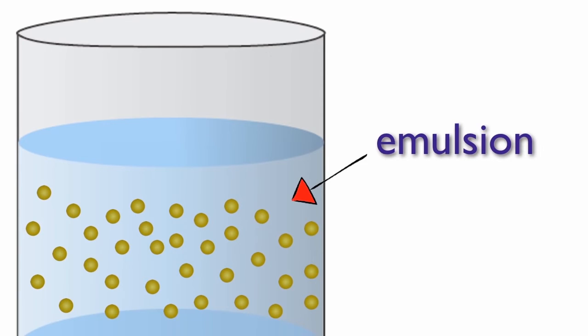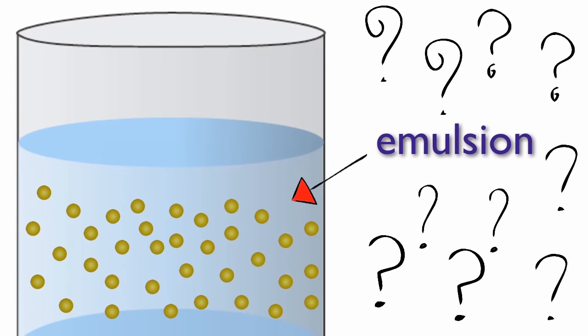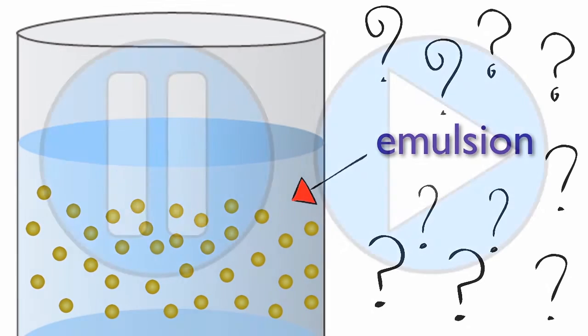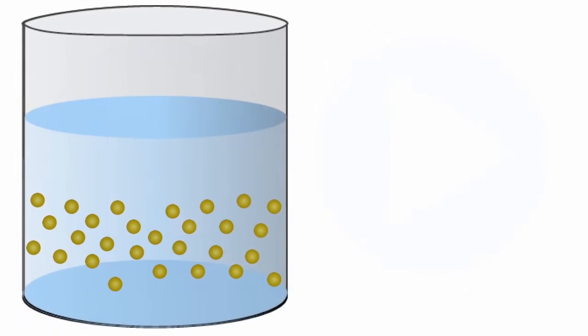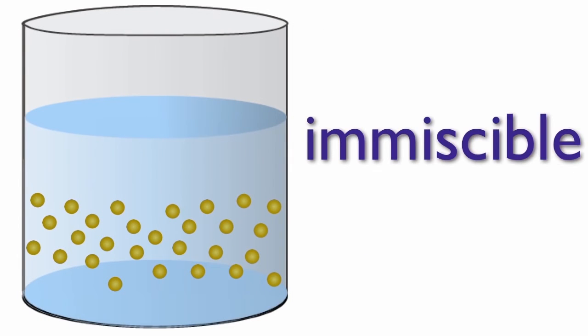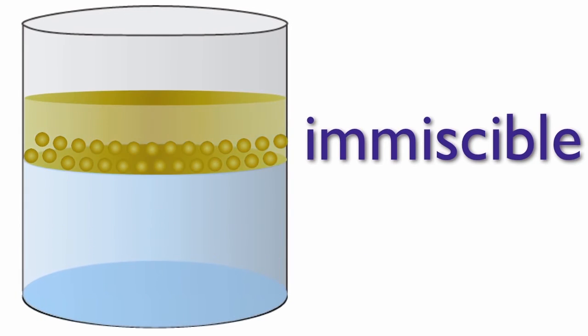What do you think will happen if we let this emulsion stand for 5 to 10 minutes? Let's pause the video and have a think. Press play once you are done. Since oil and water are immiscible, the oil droplets will reform the original layer.